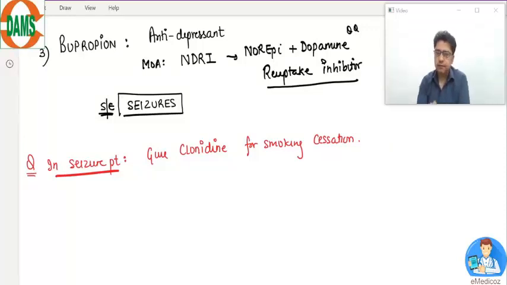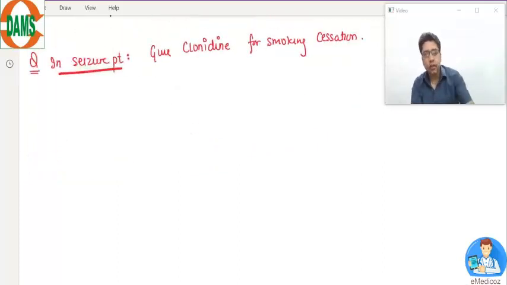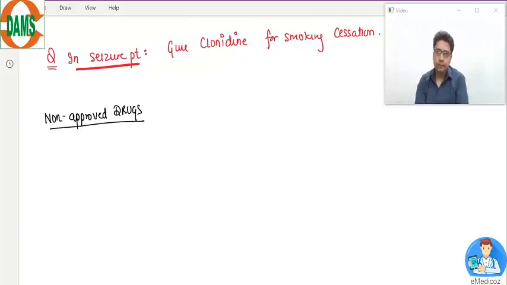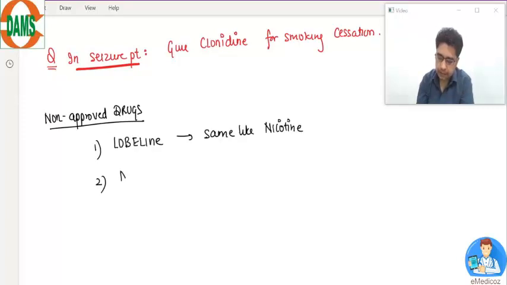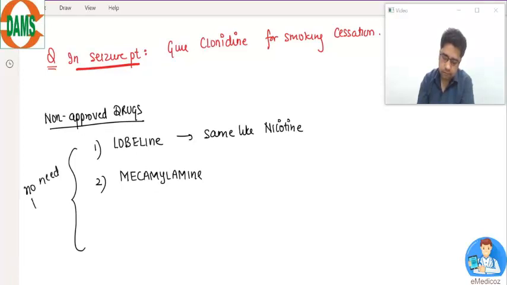Non-approved drugs for smoking cessation, not very important for you. First you will write lobeline. You'll write same like nicotine. Mecamylamine, you don't have to remember. Nicotine antagonist.